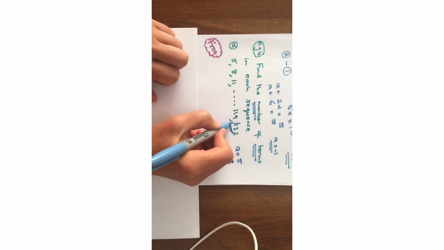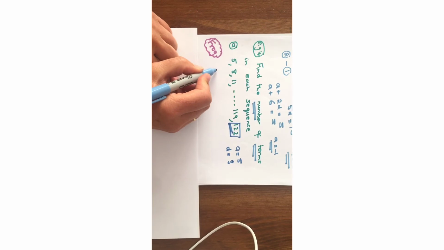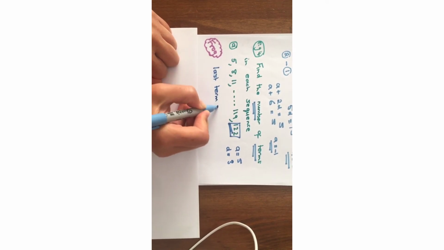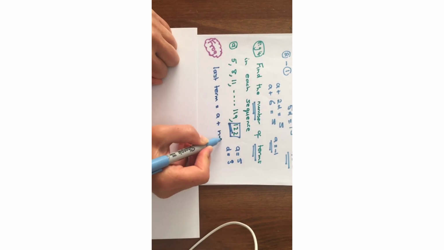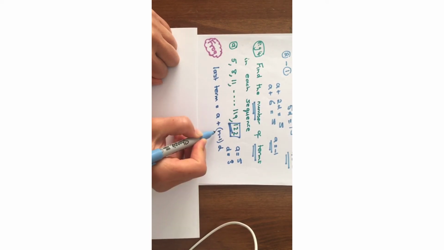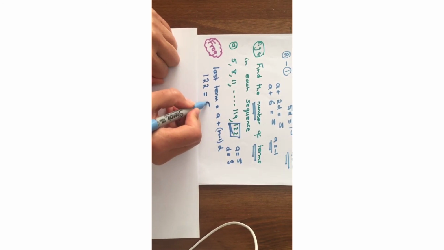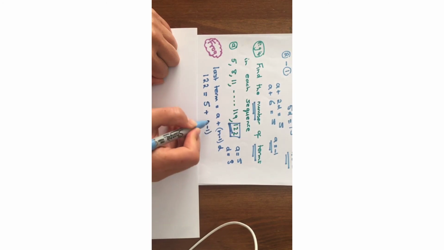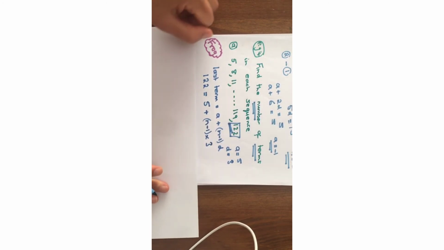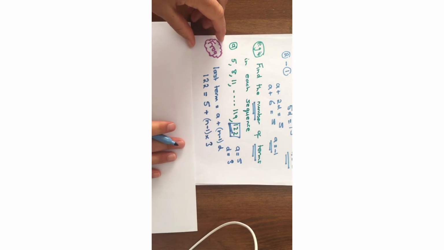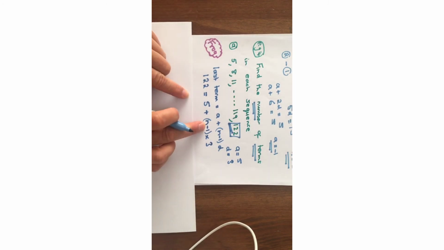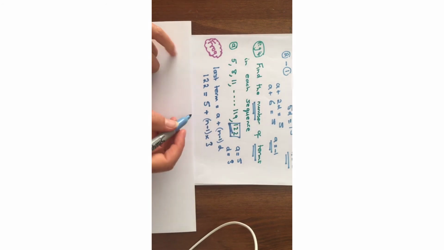Now, this is my last term. So my last term is a plus n minus 1d. So n is the number of terms in this sequence because this is my last term. If I solve this, I will find my value of n, and that will be the number of terms.